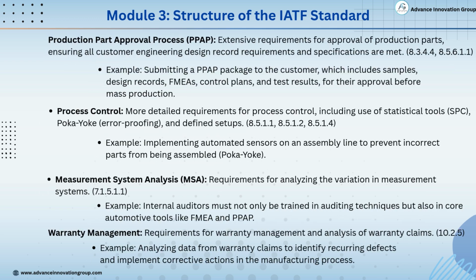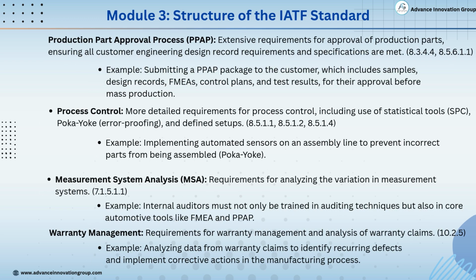Now let's talk about a few more specific technical requirements in the IATF structure. Production part approval process, PPAP. This ensures that production parts meet all customer engineering design and specification requirements before mass production. Example, submitting a PPAP package to the customer, including samples, design records, FMEAs, control plans, and test results, to get approval before starting production. Process control.